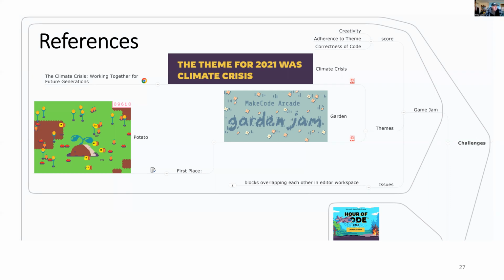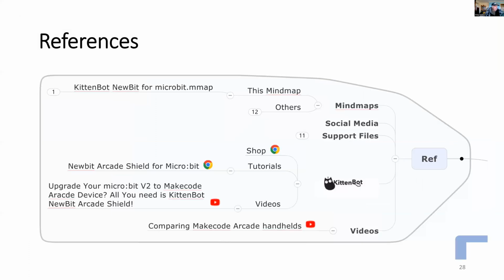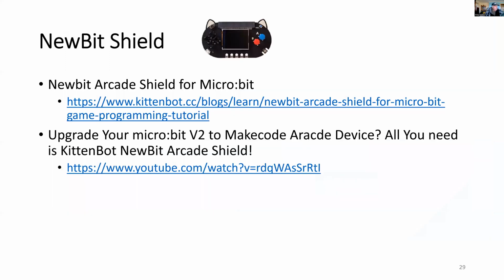And besides the yearly theme, there's also a day theme that Microsoft set up, the Hour of Code. So they're good resources to have a look at. The other resource to look at is KittenBot, where you can have a look at setting up the Arcade Shield, and there's a YouTube video on that. And these are the references for the KittenBot resources.